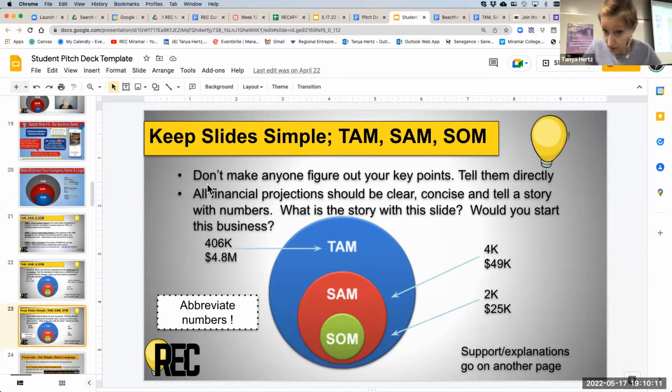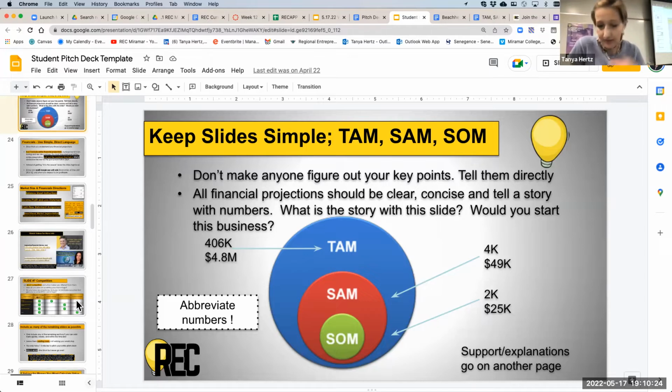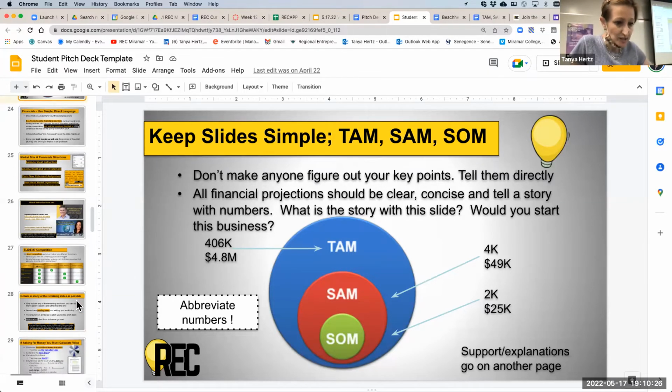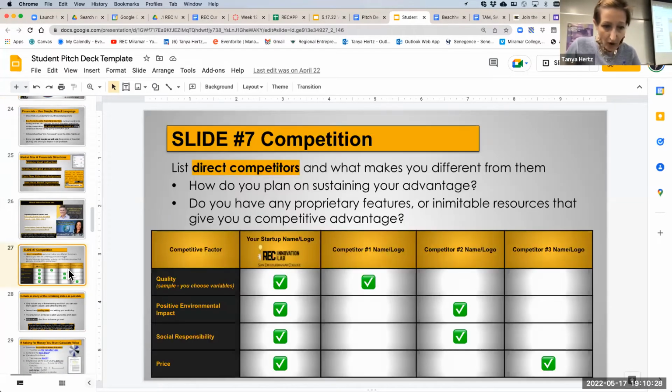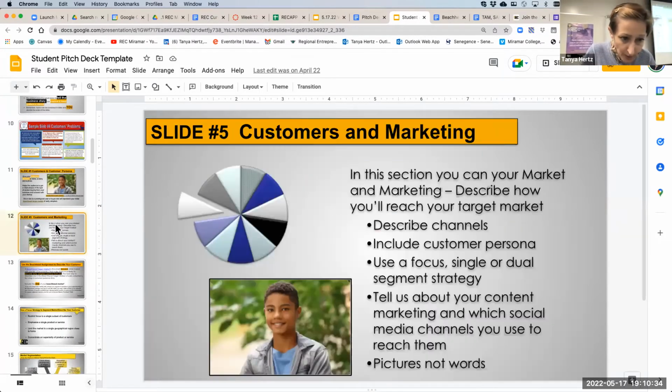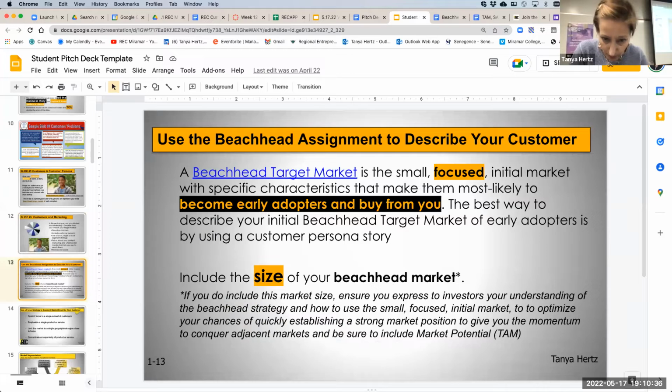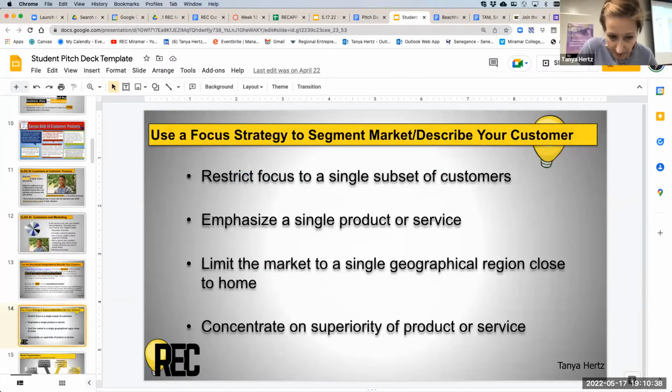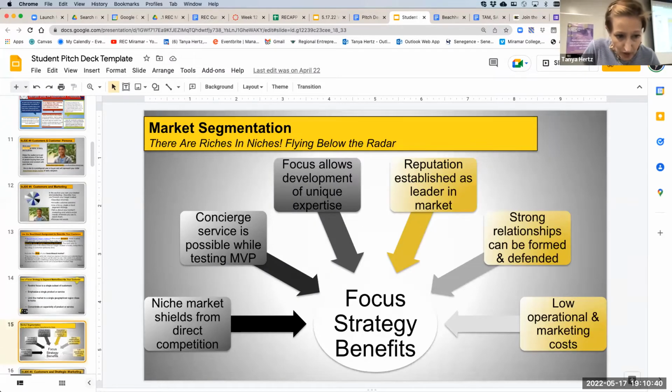Okay, the final one, SOM, is the share of market. Now the share of market is essentially just a percentage of SAM. And that percentage is based on, once again, validated assumptions, educated guesses, research. So we should have already done our competition slide. We should have already done our customer persona, so our beachhead market, and I'll show a little bit more on that.